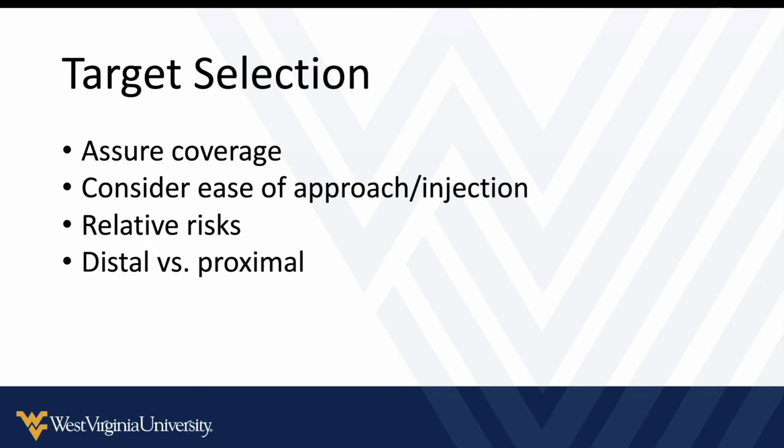And it's always worth considering how easily you're going to be able to approach or do the injection, and some of the relative risks. And you want to do the most distal block you can do that's going to be effective, because the more distal your block, the lower risk it is for other significant injuries or complications. If you need to do a proximal block, you need to do it, but if you can do a more distal block that will still give you a similar or equivalent effect, then the distal block is always preferred if possible.